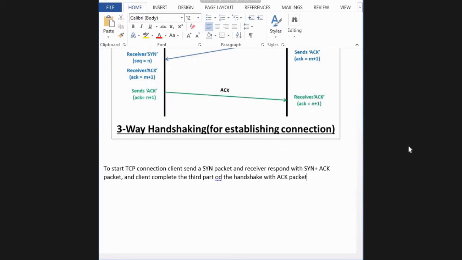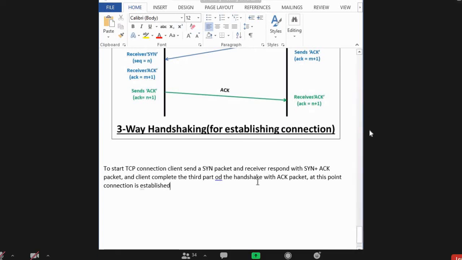At this point, the connection is established.